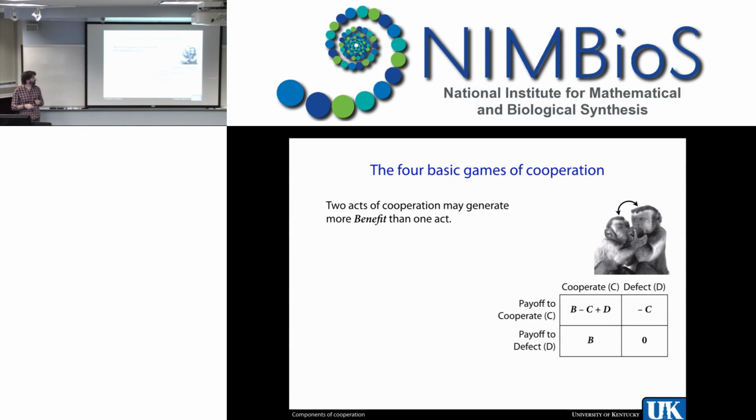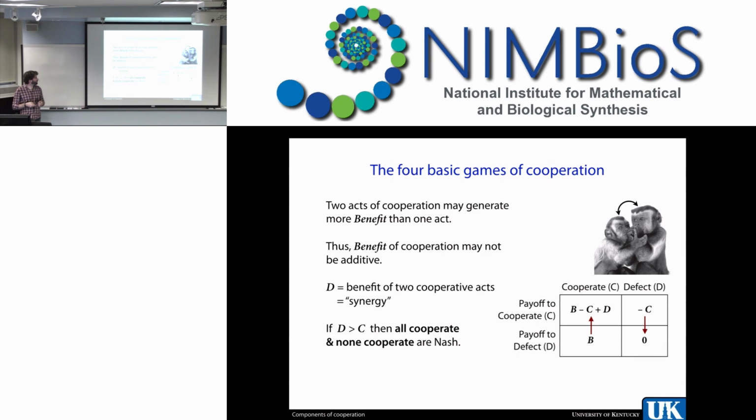And we can measure that maybe with an additional payoff component, D. So it's the extra payoff that individuals get from cooperating together. It might be that they're involved in some kind of cooperative hunt, and they can take down a prey item that's much larger than the two of them individually if they cooperate, like lions in a hunt. So it may not be additive, and as long as that synergy is large enough, then in addition to having all defect become an equilibrium, you also get all cooperate becoming an equilibrium.